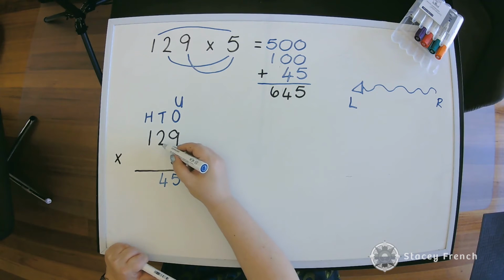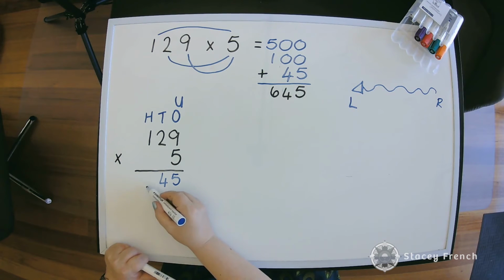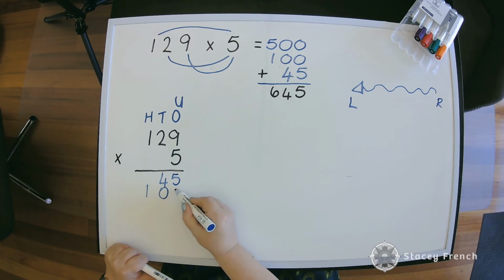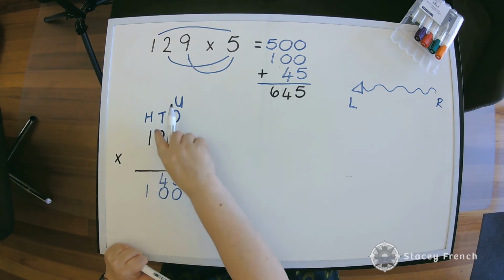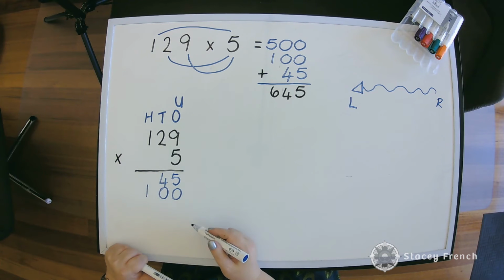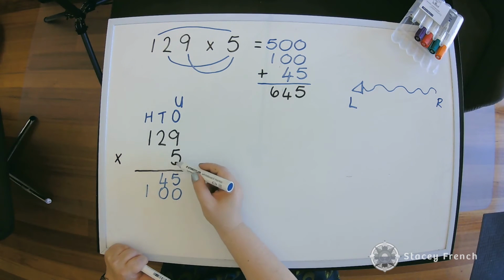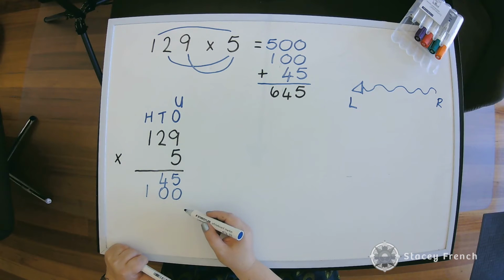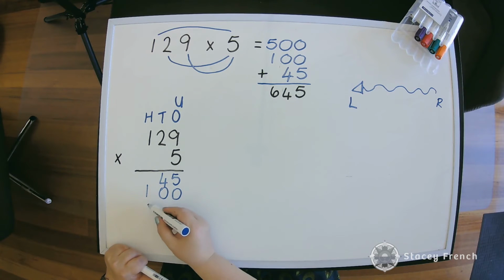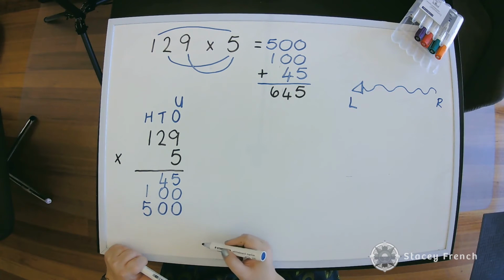Then we say 20 times 5. It's not 2 times 5, it's 20 times 5. And 20 times 5 is 100. So the 1 goes in the hundreds column. Then we say 1 times 5. But we know that that's not a 1, it's a 100. So 100 times 5 is 500.